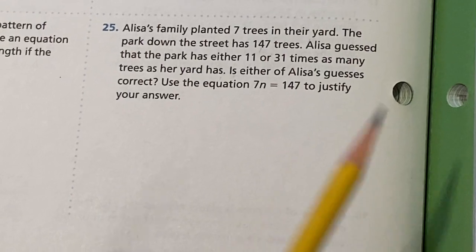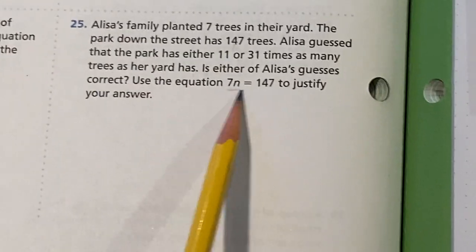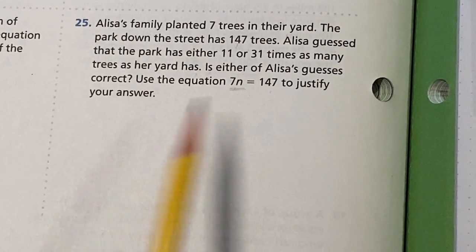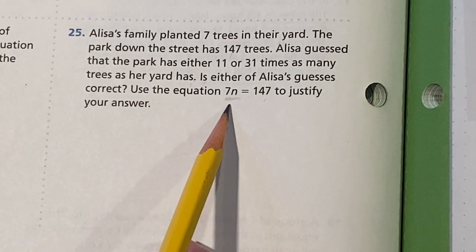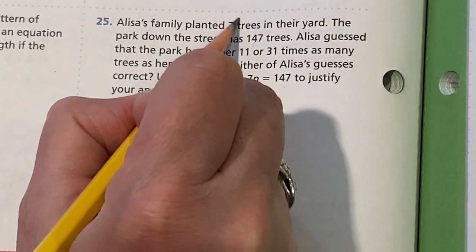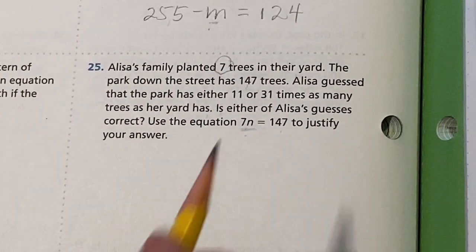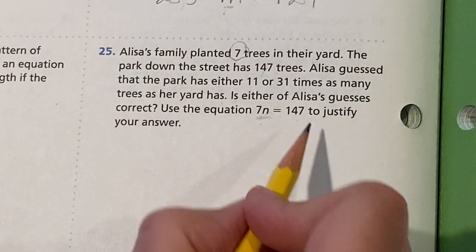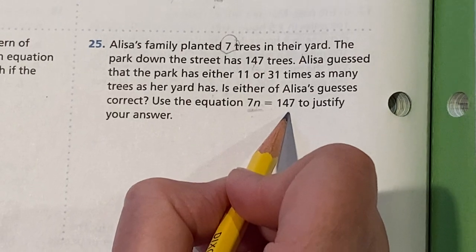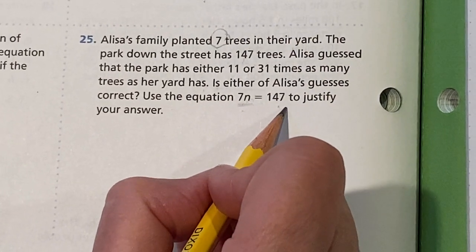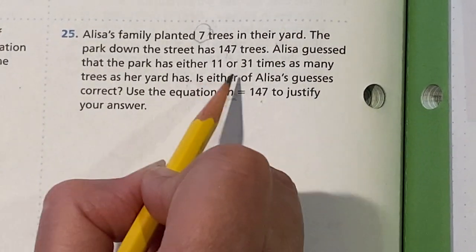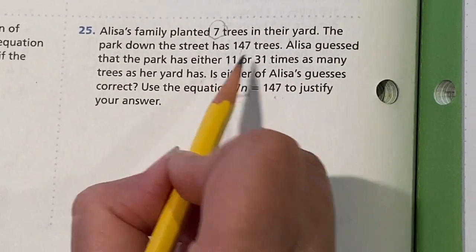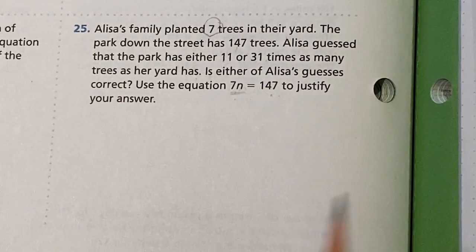And it gives you the equation. Use the equation 7n equals 147 to justify your answer. Where did that 7n come from? Well, Elisa's got those 7 trees. The n is the amount times that 7 that would equal 147, which is the number of trees in the park. So try out those values for n. 7 times 11 or 7 times 31. See if either of those are right.